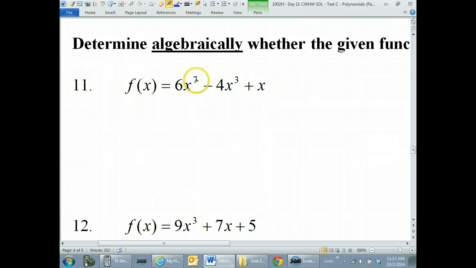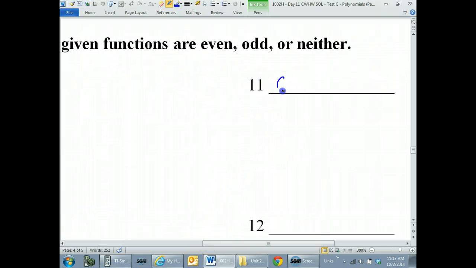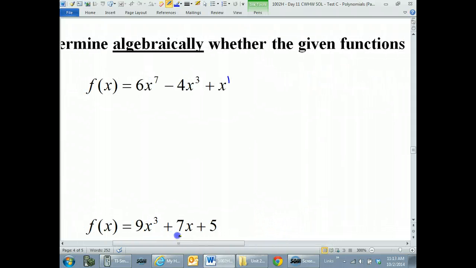Okay, so clearly we see the 7 and the 3, those are odd. What about x? It's a 1. So they are all odd, so yes, it's odd. So we might as well write that down, odd. But they said algebraically, so we have to go and do all this work, okay?